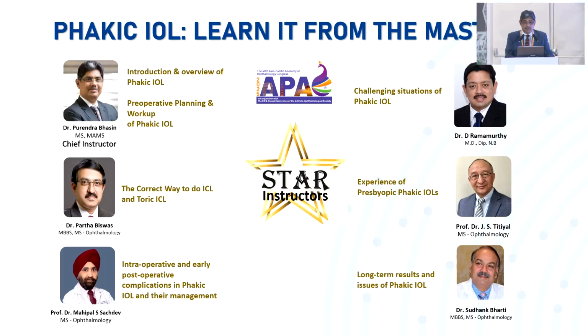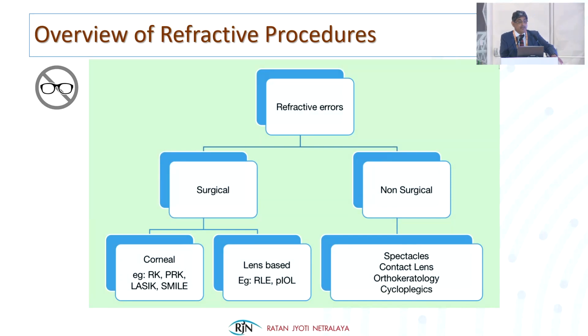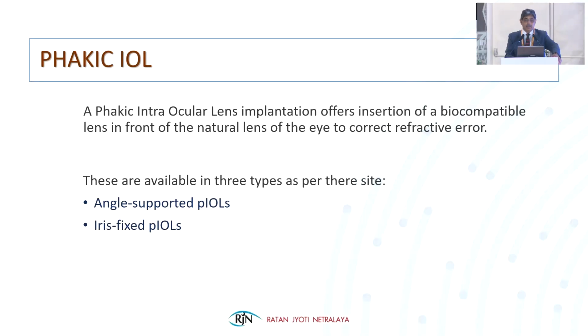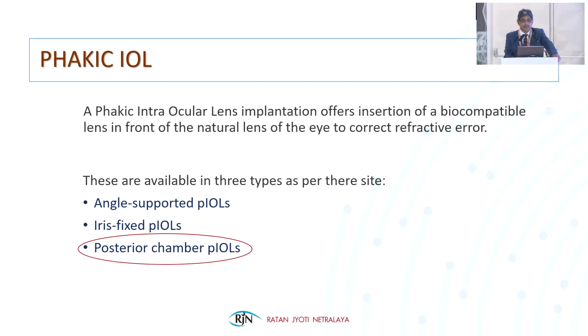So I will go further to our talks. The overview is that we can correct refractive errors by surgical methods or non-surgically, and we'll be focusing on surgical methods, which are LASIK and cornea-based, and the lens-based, which are refractive lens exchange or clear lens extraction, and phakic IOL. Phakic IOL is implantation of a biocompatible lens in front of the natural lens of the eye to correct the refractive error. And they can be angle supported, iris fixed, or posterior chamber phakic IOLs.